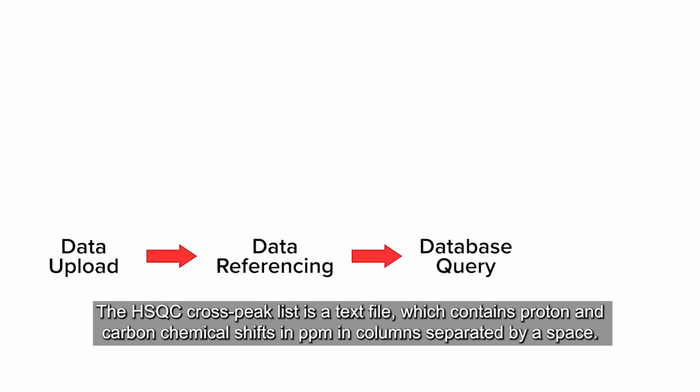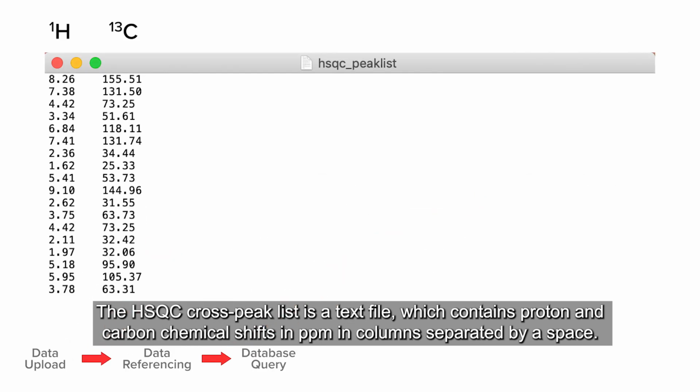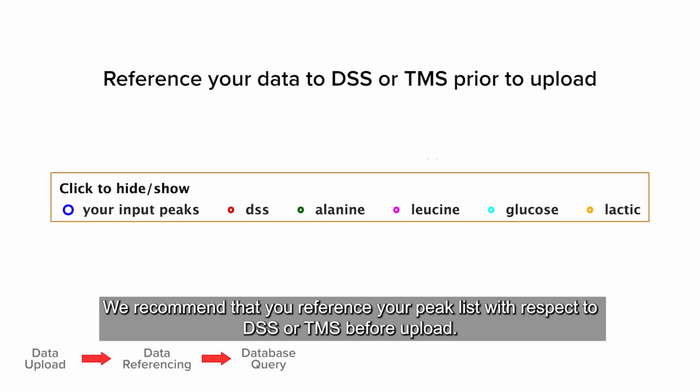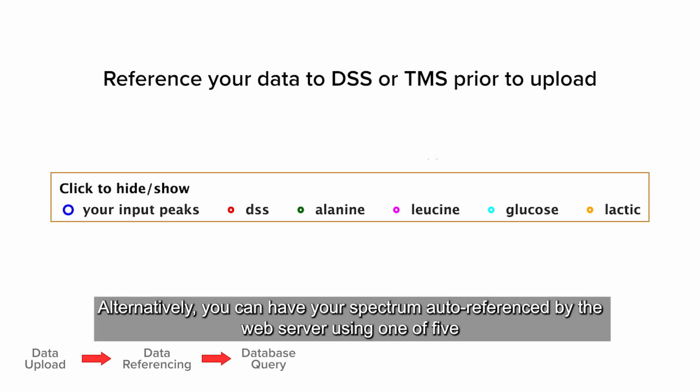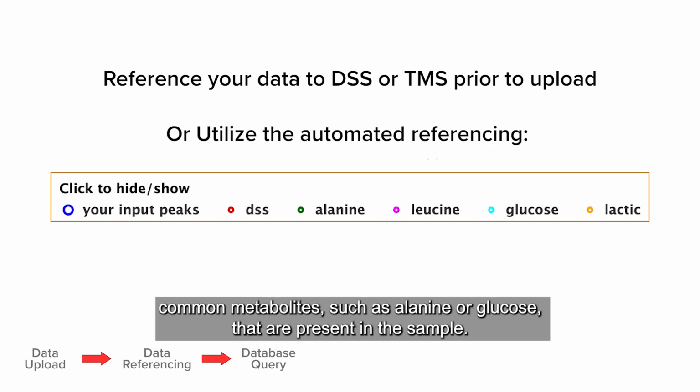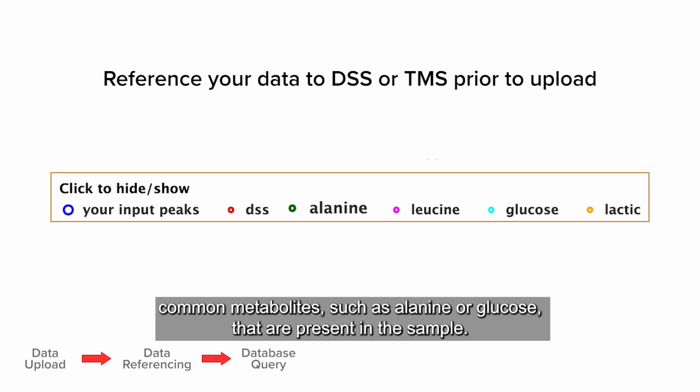The HSQC cross-peak list is a text file which contains proton and carbon chemical shifts in columns separated by a space. We recommend that you reference your peak list with respect to DSS or TMS before upload. Alternatively, you can have your spectrum auto-referenced by the web server using one of the 5 common metabolites, such as alanine or glucose, that are present in your sample.